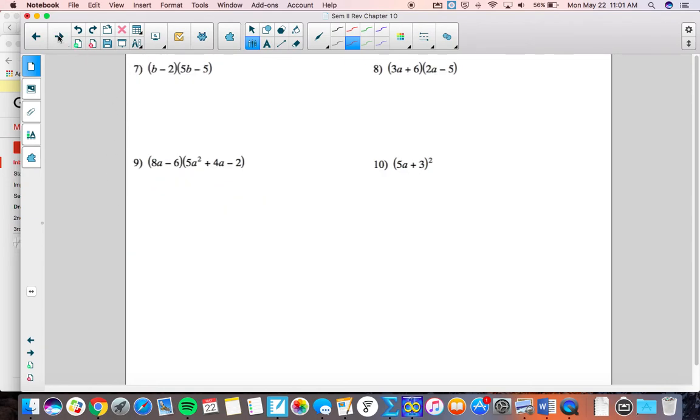Now there's a couple things to look at here. So number 9, you're going to have 6 multiplication rainbows. This 8a needs to get multiplied with everything in the other polynomial, and this negative 6 needs to get multiplied with everything in that polynomial. So you're going to end up having 6 terms here, and you'll be able to combine several of them.